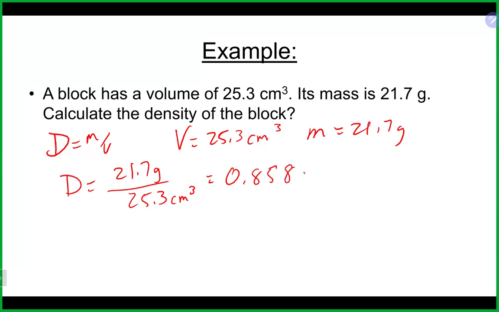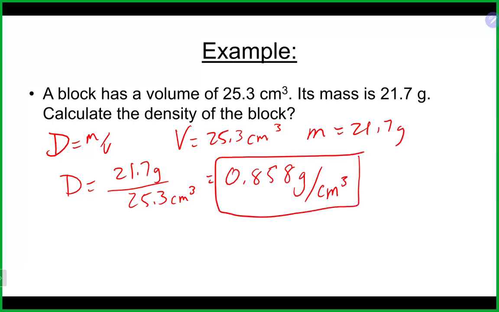0.858, it looks like. Remember, the units here will not cancel out, so the number stays with the grams, and it's 1 cubic centimeter on the bottom. Here it is 3 significant figures because we're dividing 3 significant figures. So that is what we should end up with. Any questions on that one?